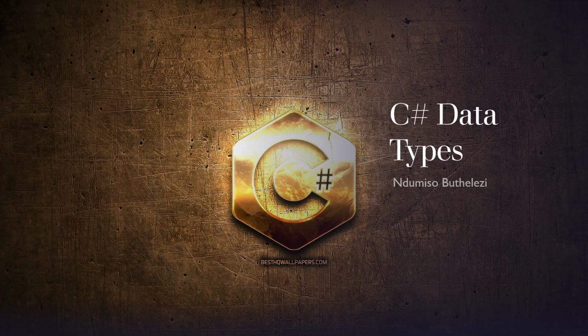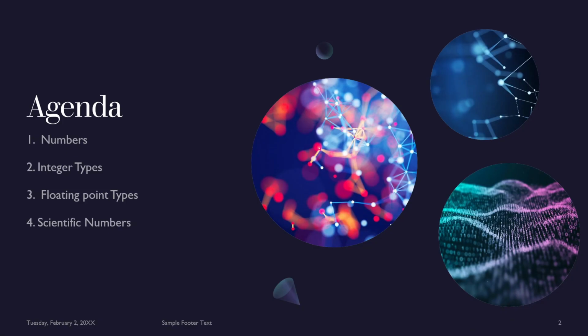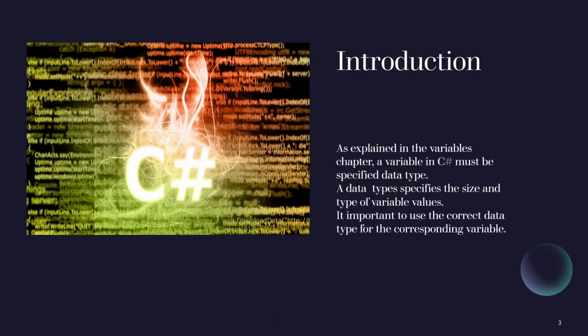Today we're going to be dealing with data types, C-sharp data types. In the agenda you have numbers, integer types, floating point types, and scientific numbers. As explained in the variables chapter, a variable in C-sharp must be a specified data type. A data type specifies the size and the type of variable values. It is important to use the correct data type for the corresponding variable.